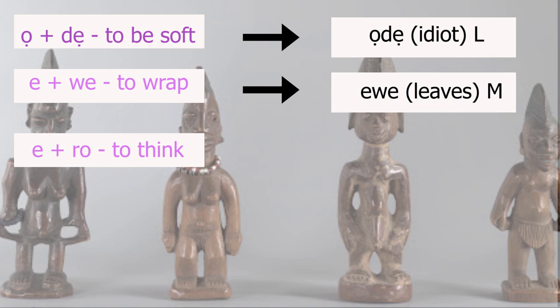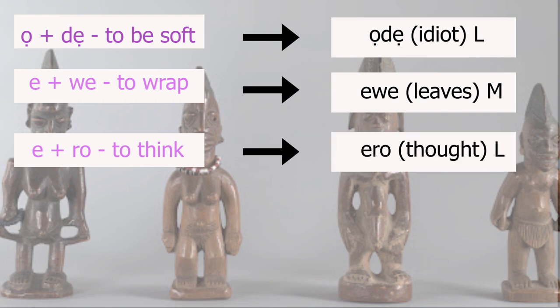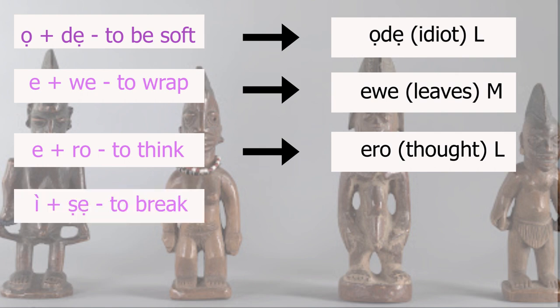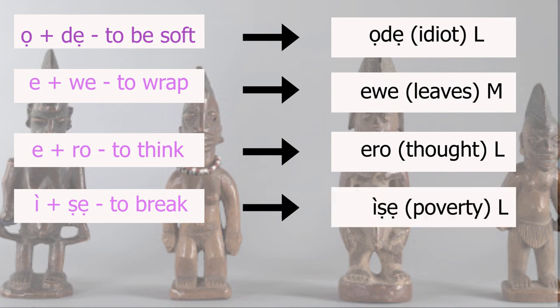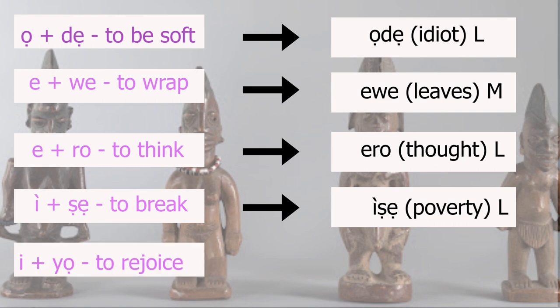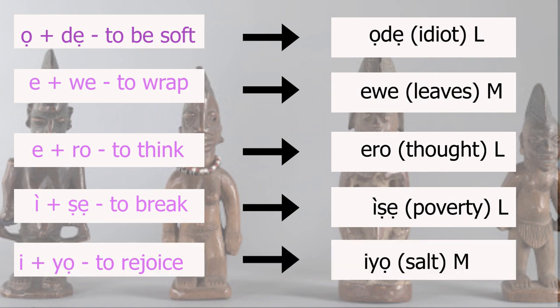This word, coming from ro, to think, results in this word meaning thought, using the low tone. The fourth example, meaning to break, forms a word meaning poverty, using the low tone. This word, meaning to rejoice, forms a word known as salt, using the medium tone. This one's interesting because rejoice means salt. It's very interesting to me.